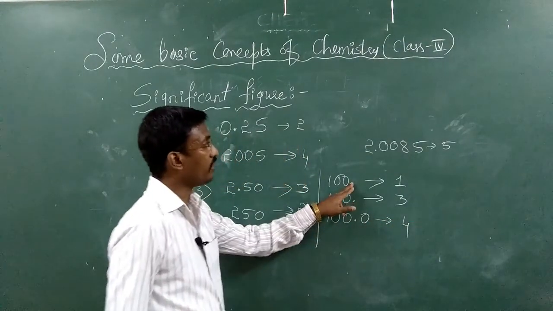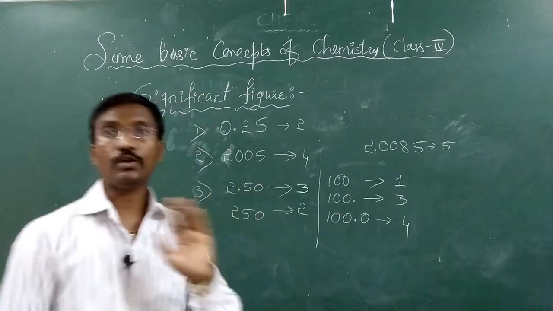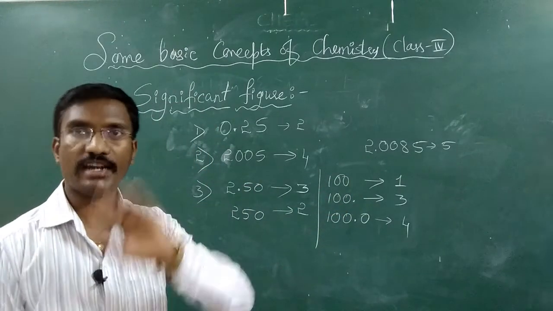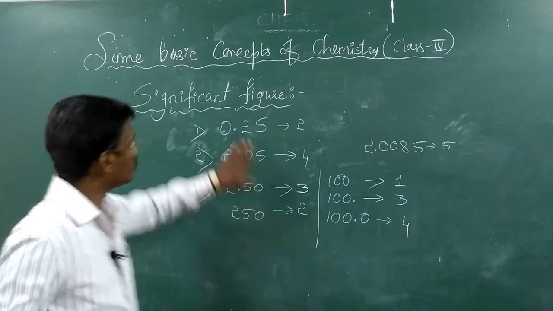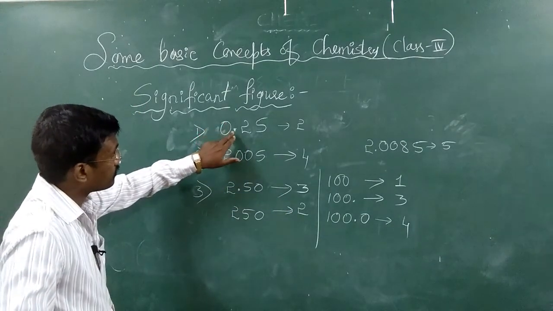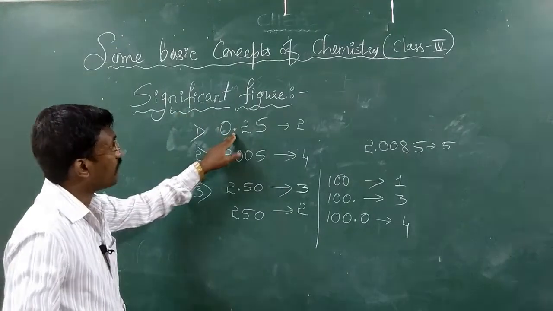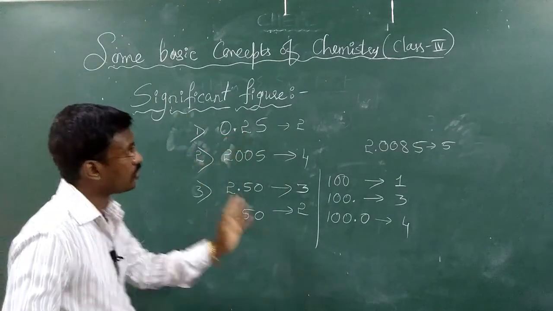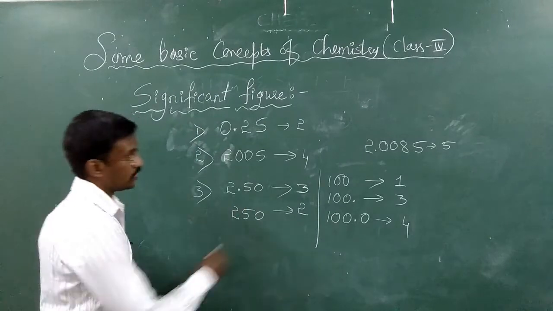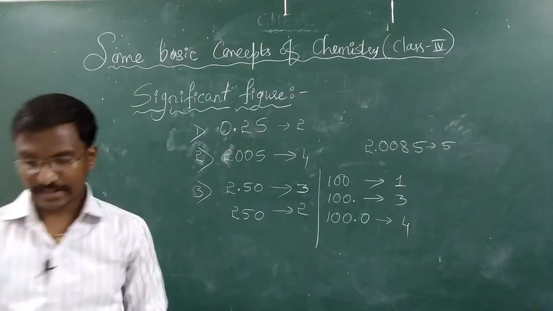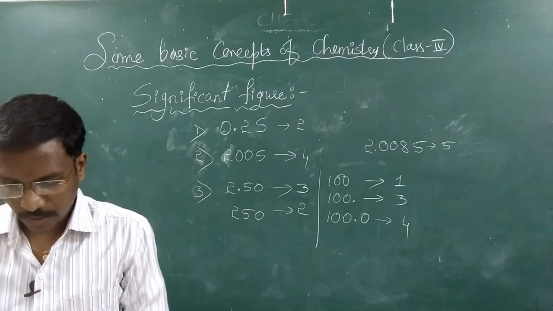If the decimal point is not there, then we have to neglect the zeros present at the right side. Same thing here also, the initial zeros we are not considering. If the zero is present after the decimal point, we are not supposed to neglect it. Are you getting my point?